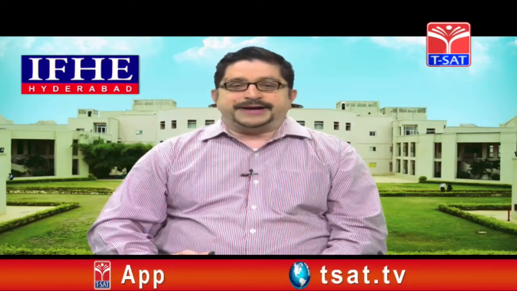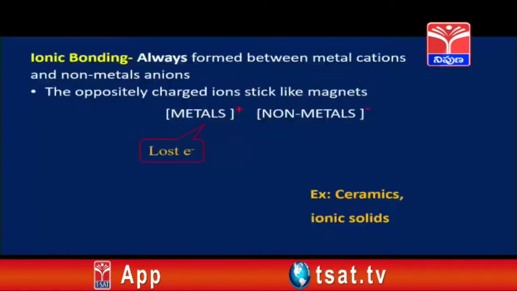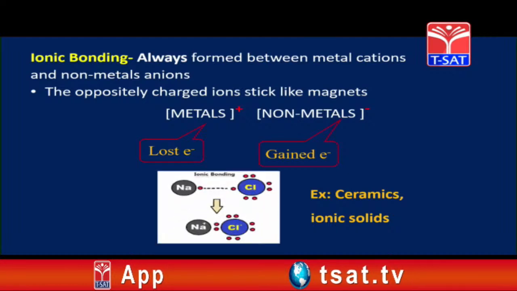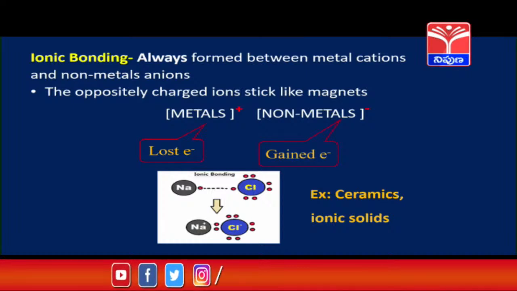So, metals acquire positive charge, non-metals acquire negative charge, and in the process of bond formation, metals lose electrons and non-metals gain electrons. So, it is a win-win situation for both to get involved in bonding. Look at the best example, sodium chloride. Sodium is a metallic atom, chlorine is a non-metal. Sodium donates one electron, chlorine accepts that electron.